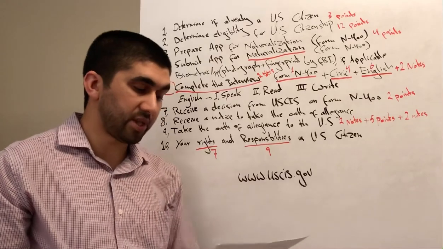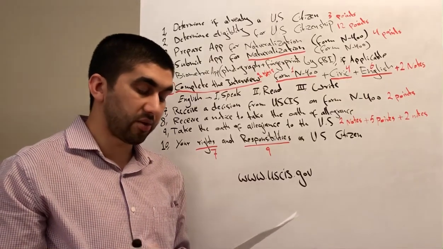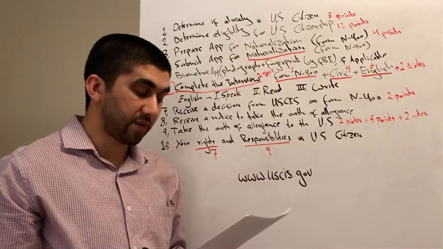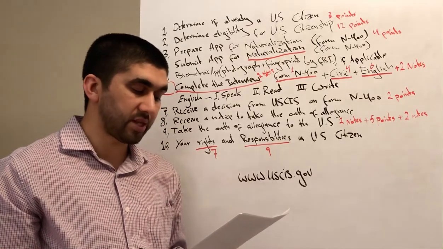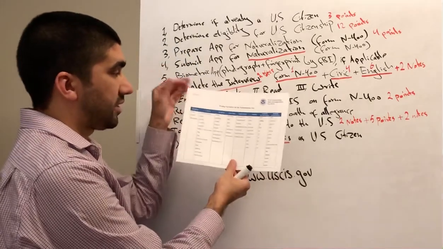Now, the third point is the writing. You must write 1 out of 3 sentences correctly. The writing test vocabulary list focuses on civics and history. Again, with the writing test, it's for writing.